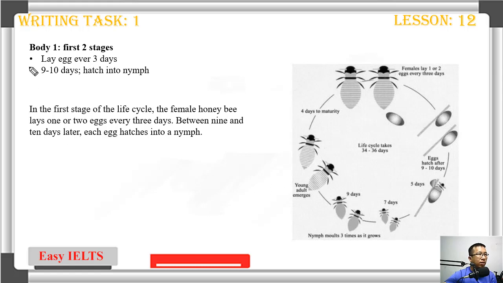Okay, so now we start writing body 1. You're talking about laying eggs over 3 days, and after 10 days, hatching into nymphs. Just to begin with, in the first day of the life cycle, the female honeybees lay 1 or 2 eggs every 3 days. Between 9 and 10 days later, each egg hatches into a nymph.